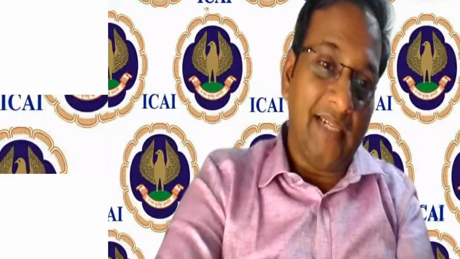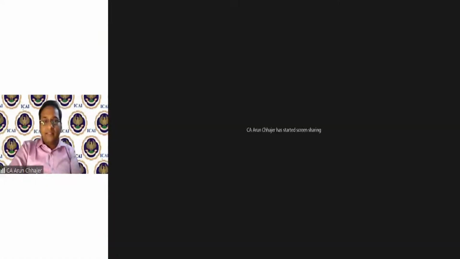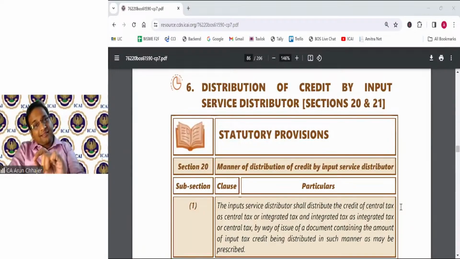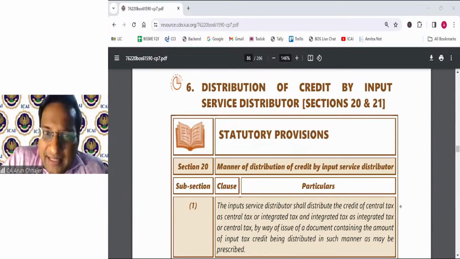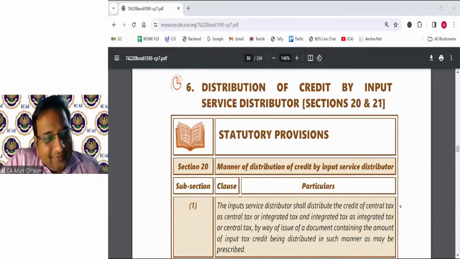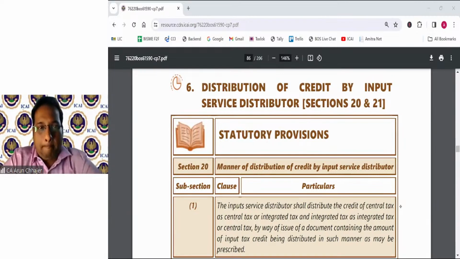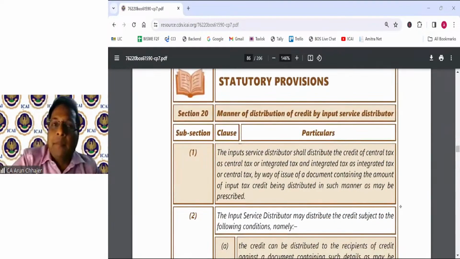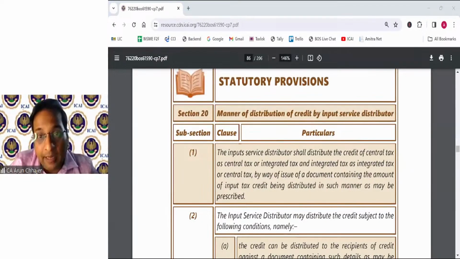Now try to understand: head office and branches, are they distinct persons or not? Just confirm. Answer is yes, because one PAN multiple GST, it is a distinct person. One PAN multiple GST, it is a distinct person. So it is a distinct person, no doubt about that.